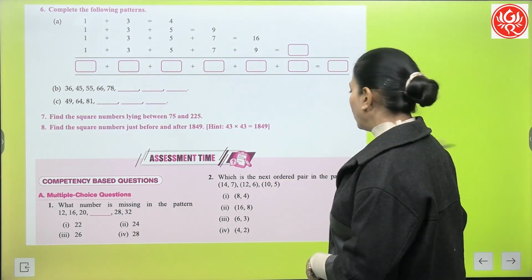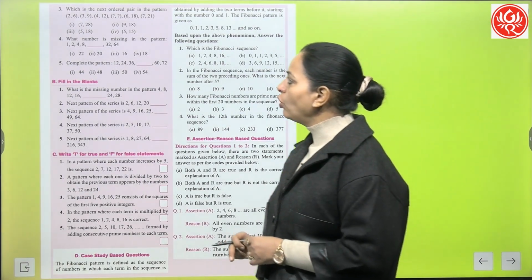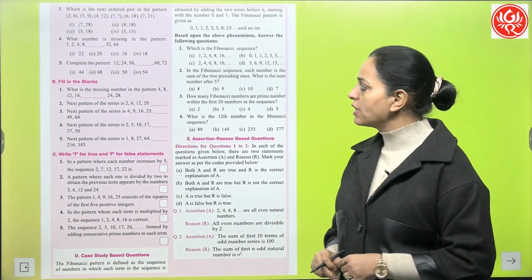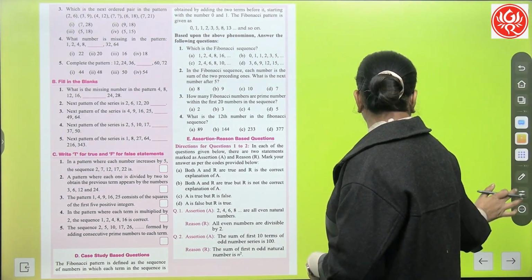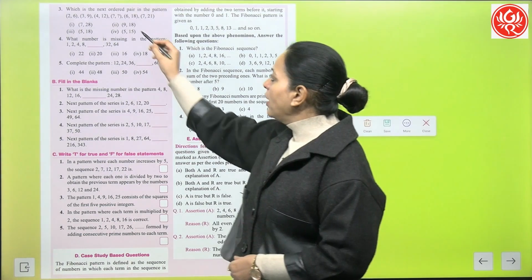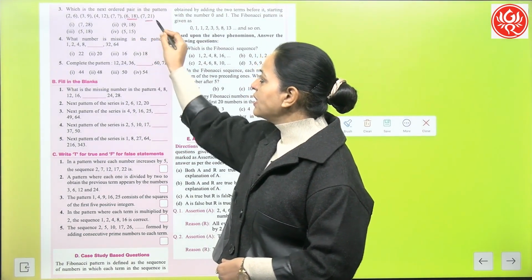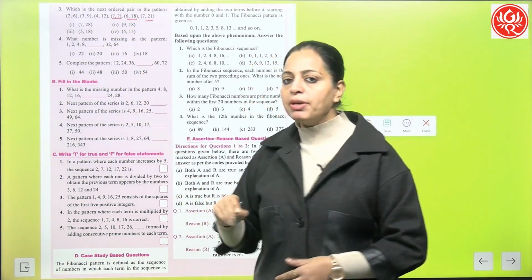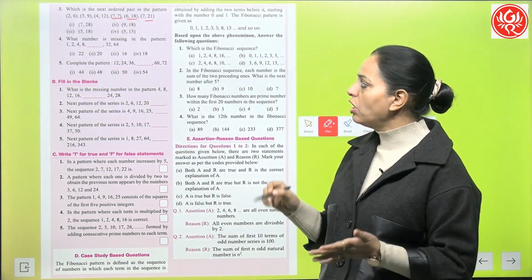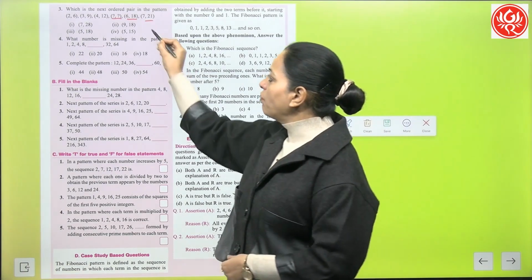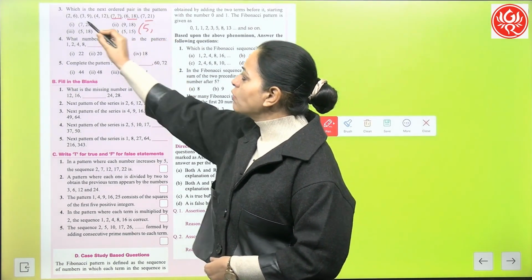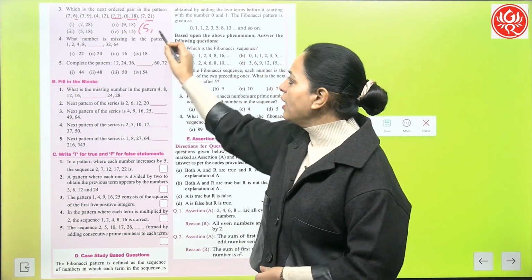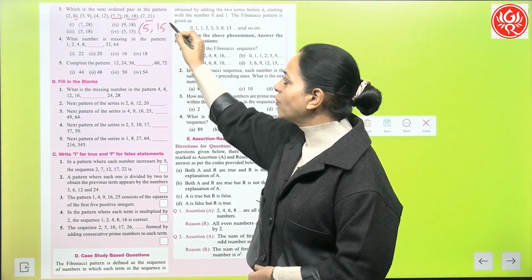Okay. Now, next is question number 3, which is the next ordered pair in the pattern 2, 6, 3, 9, 4, 12, and here 6, 18, 7, 21. This one is missing. So what are we taking? Numbers 2, 3, 4, 5. 5 and this is what? 2 into 3, 3 into 3, 4 into 3. So 5 into 3, that is 15.